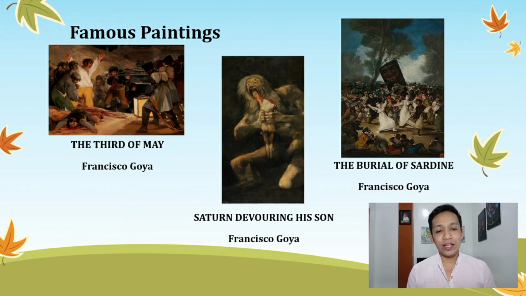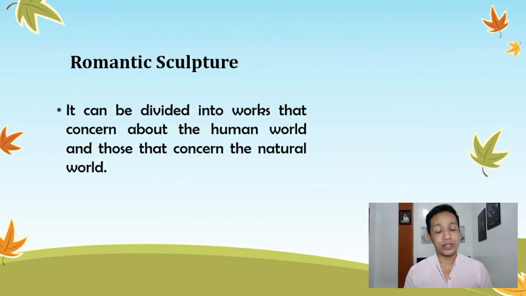Next, after the romantic paintings are the romantic sculptures. And it says here that they are divided into works that concern the human world and those that concern the natural world.